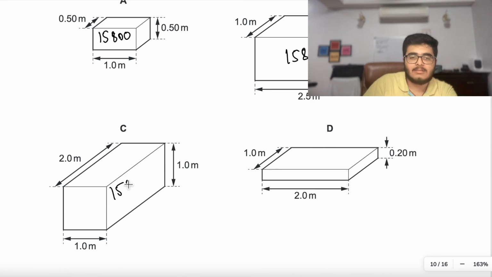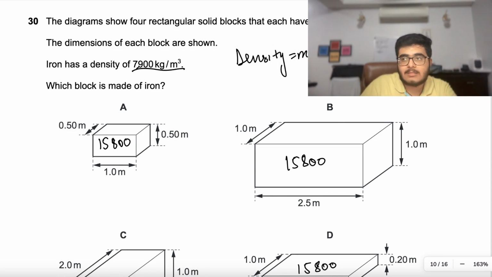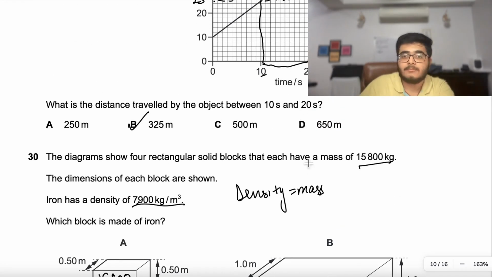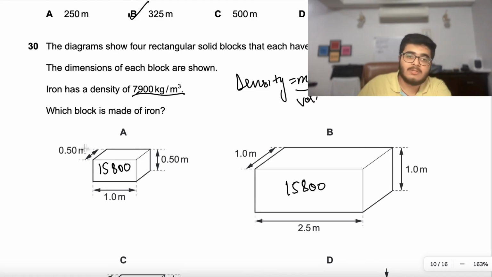All of them have a mass of 15800 kgs. We need to find which block is made up of iron, and iron has a density of this. So we need to find which block has this density. We know that density is mass over volume, and volume is just multiplying all the sides: length into breadth into height.